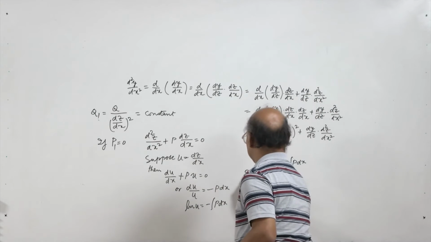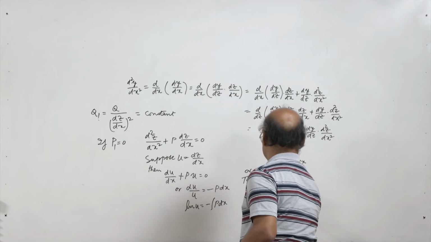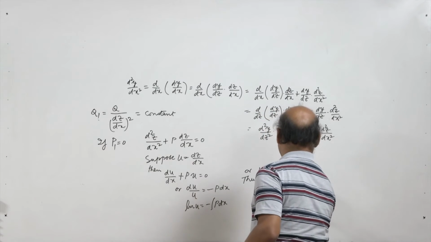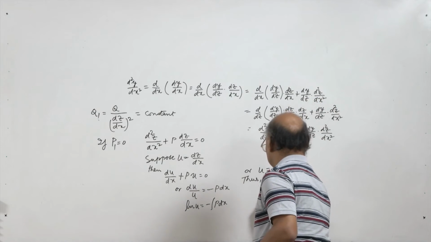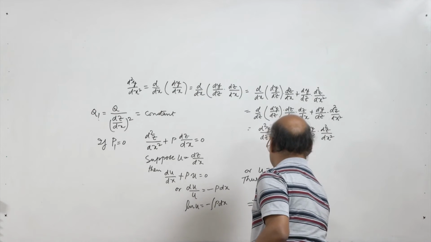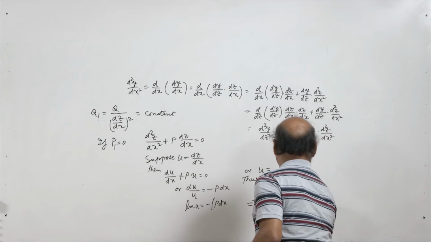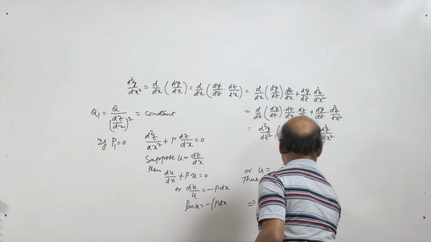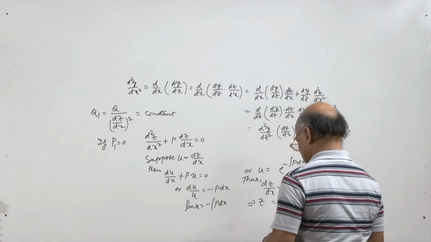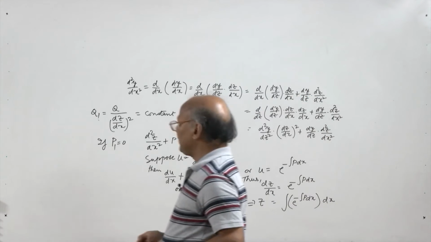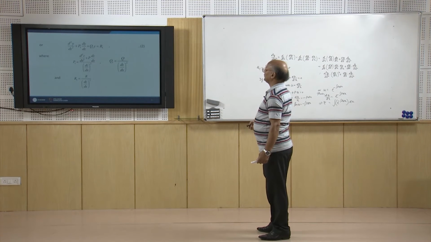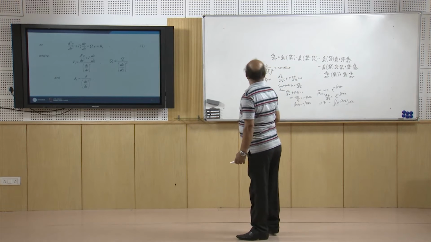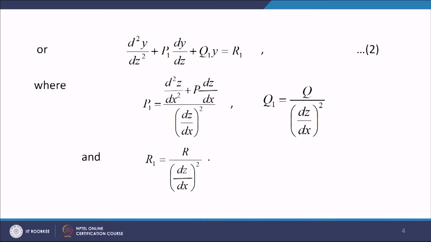So thus dz by dx is equal to e to the power minus integral p dx. Now integrating again with respect to x, we get z as integral e to the power minus integral p dx dx. So if we put the coefficient of dy by dz, that is P1, equal to 0, we get z equal to integral of e to the power minus integral p dx dx.